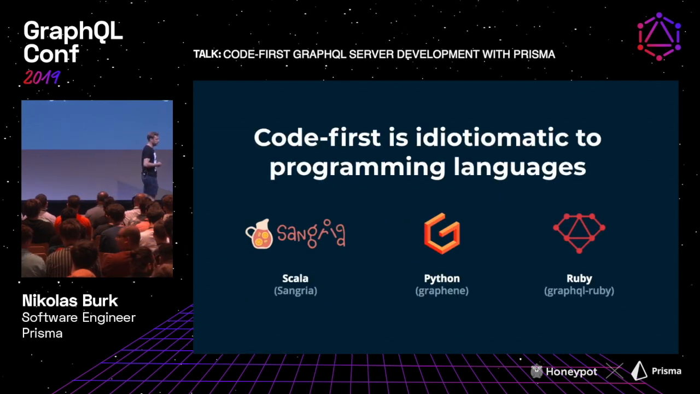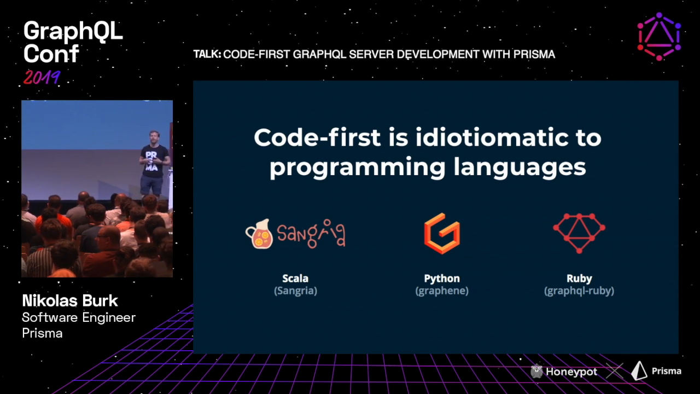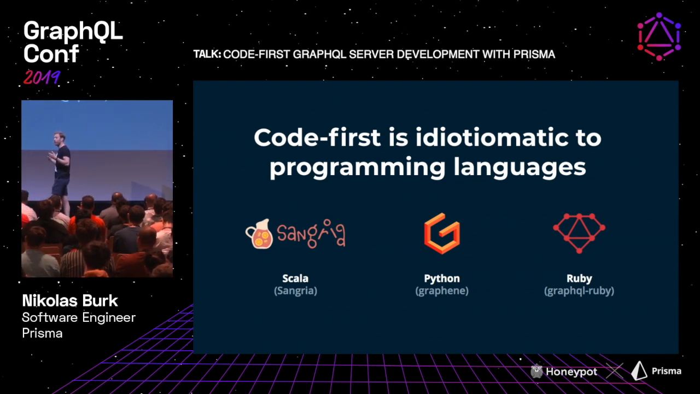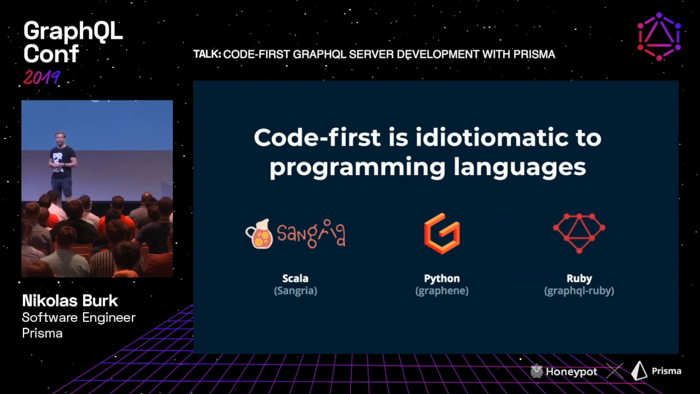And code first has the big advantage that it's basically also idiomatic to programming languages. It can leverage the features that already exist in your programming language, and for these programming languages, their basically standard way for creating GraphQL schemas is code first. So it's also not that this is like an exotic idea that somebody came up with. It's actually a well-proven approach for creating GraphQL schemas.